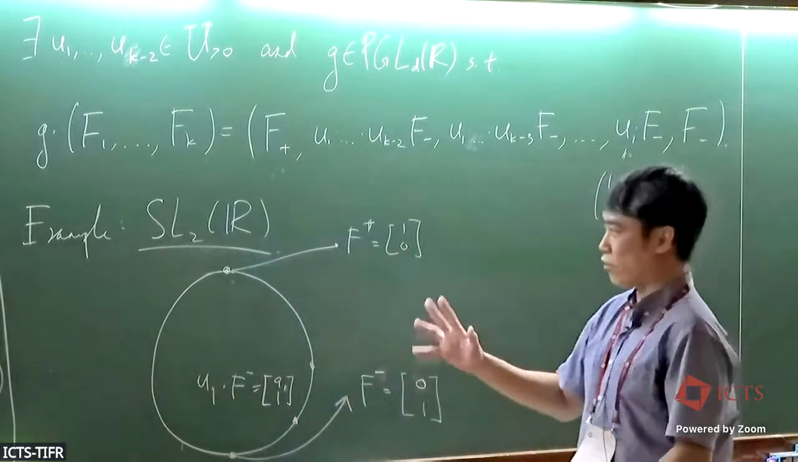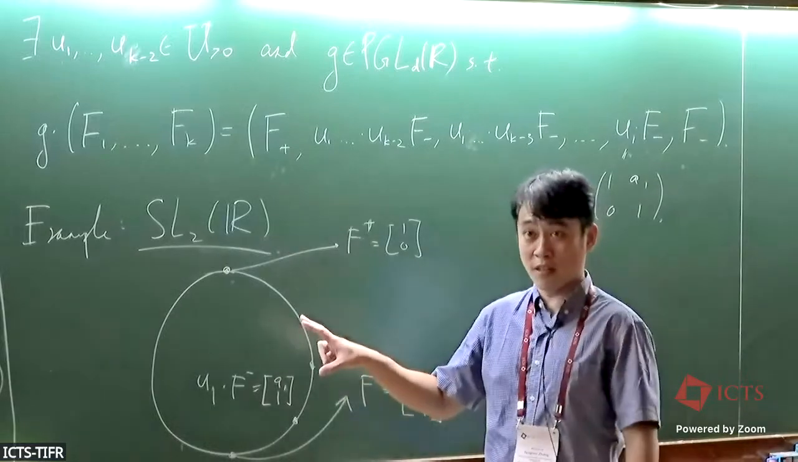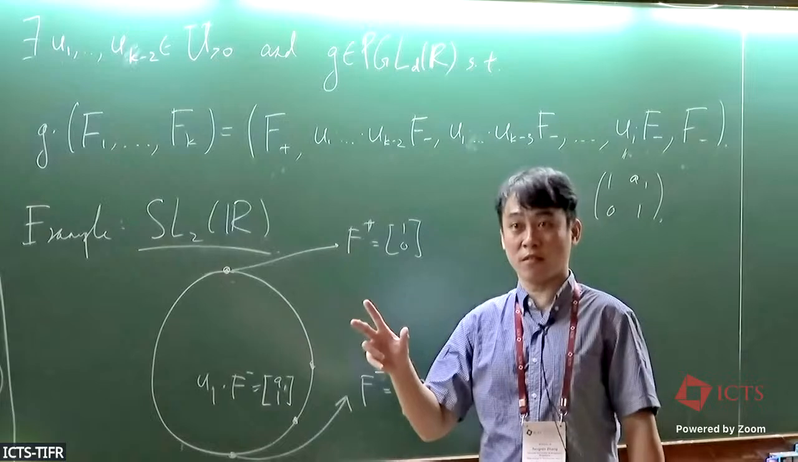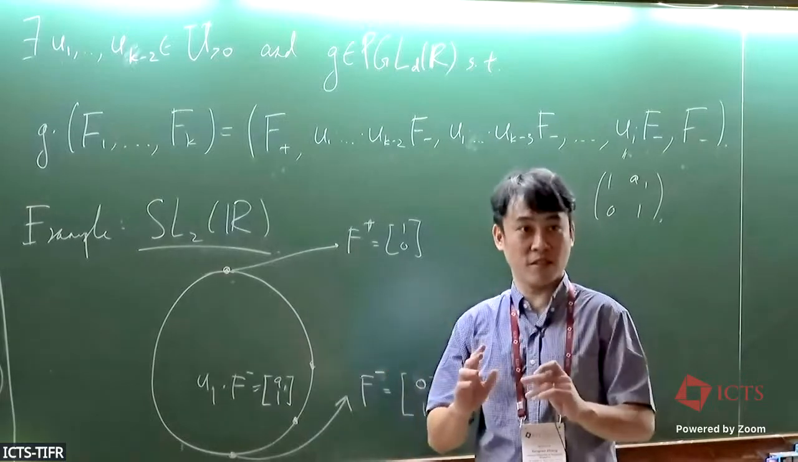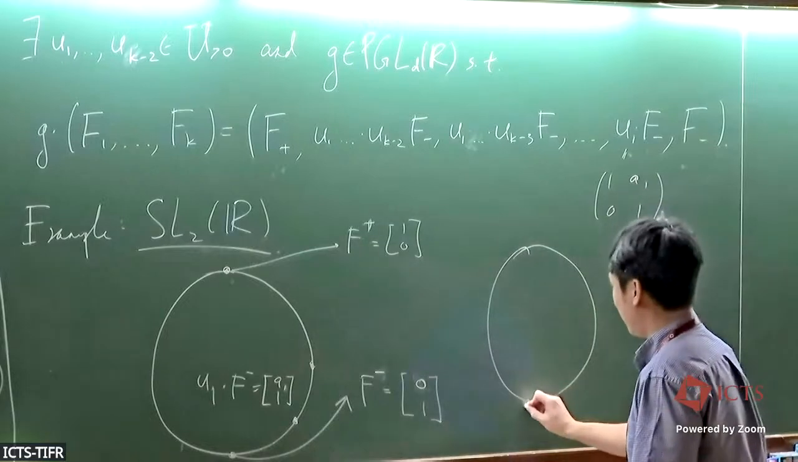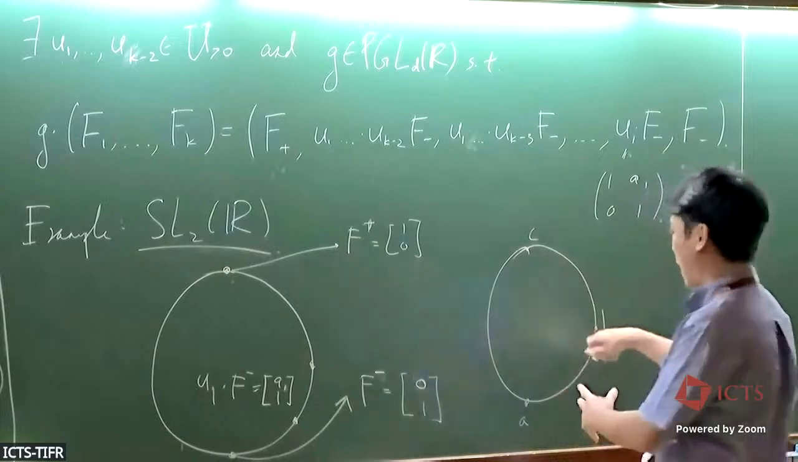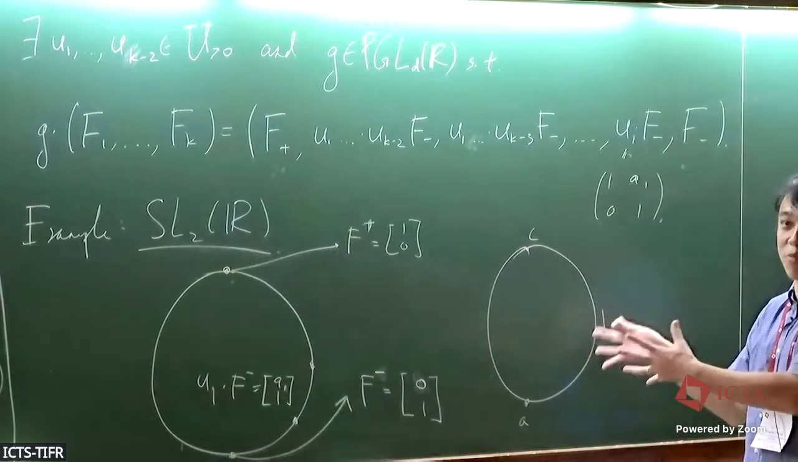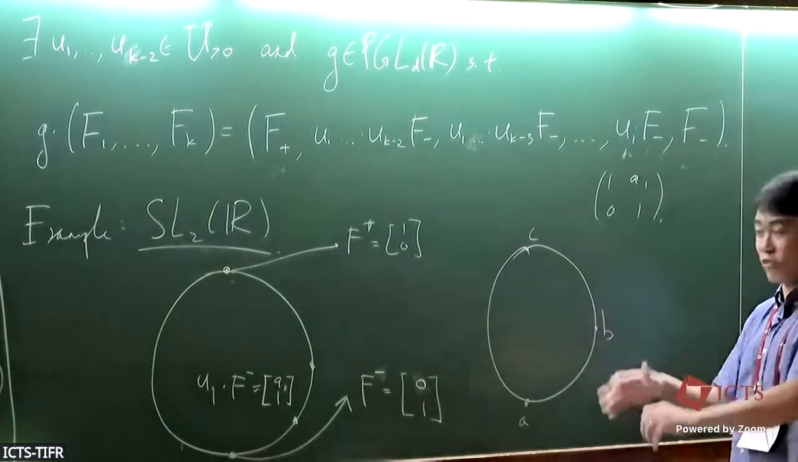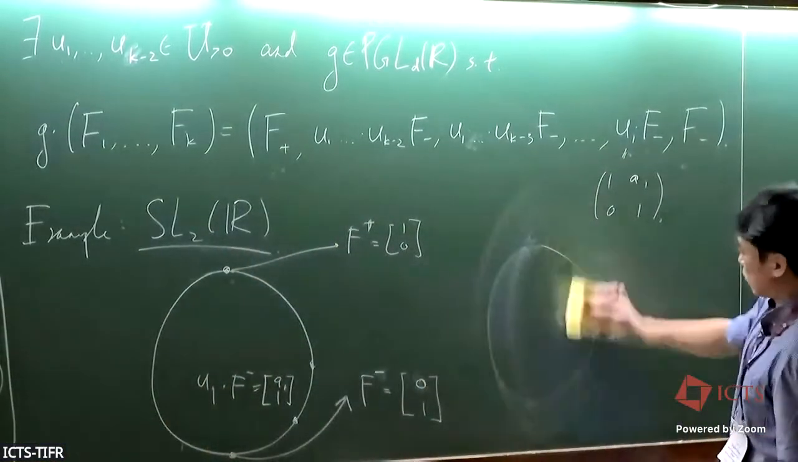Okay, so in particular, if you take any 3 distinct points in RP1, that triple is positive. Doesn't matter how I order it, right? It doesn't matter, because you have A, B, C, and I only care about the cyclic ordering, and these 3 points are always cyclically ordered. Okay, so any triple is positive. Okay, so that's the SL2R case.